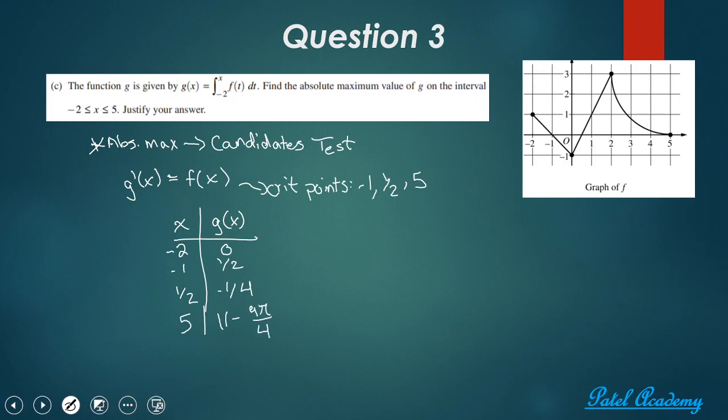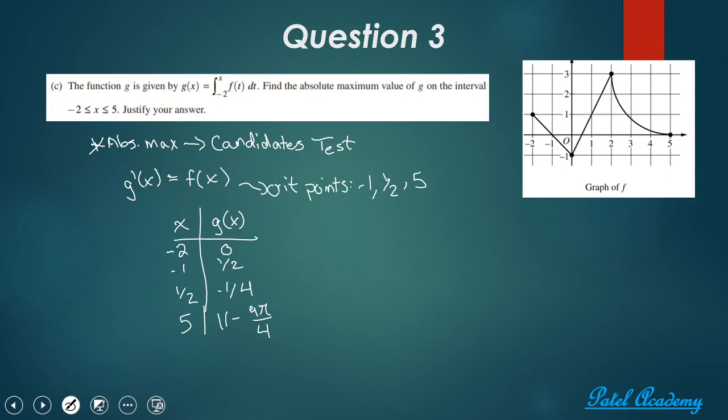Because we just add the original 7 back. So, what can you see? Well, I see a negative and I see a 0. Clearly, those are not going to be the largest. It's a matter of 11 minus 9 pi over 4 and 1/2.